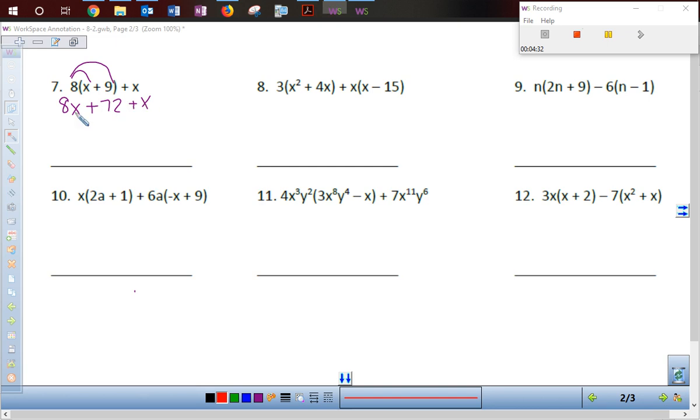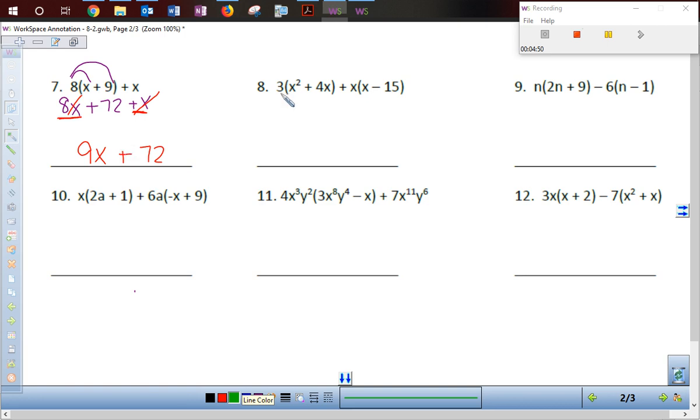Now I have like terms that I can combine for my final answer. So since I have 8x to the first and x to the first, I can add those together and I'm going to get 9x, and then I'm just left with this plus 72 here. So now we need to make sure that we simplify our like terms before calling it a day. Now double check that this is in standard form. I have a degree of 1 and a degree of 0, so we're good to go.